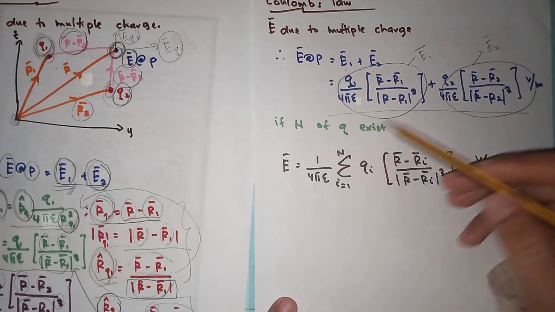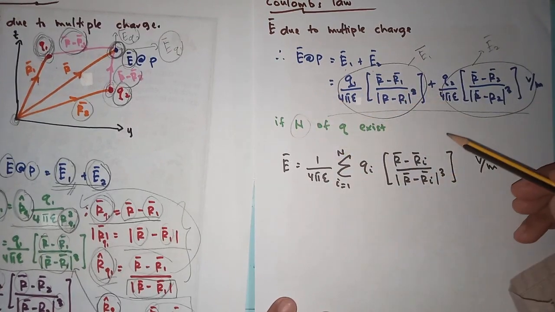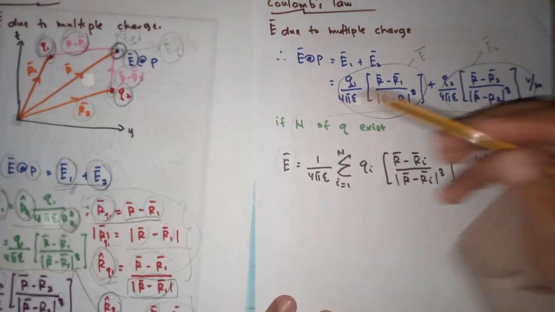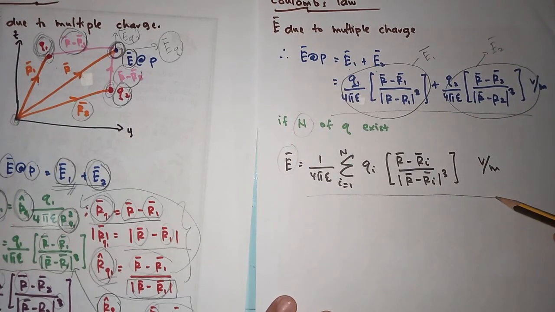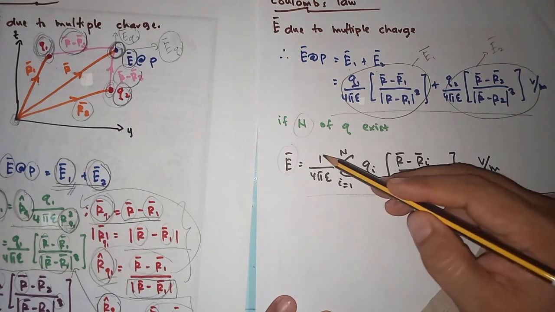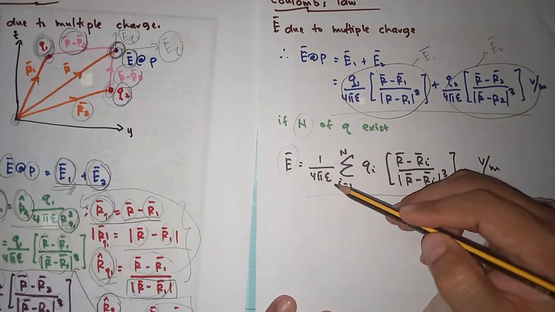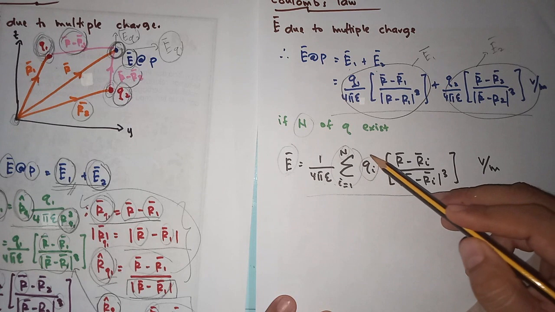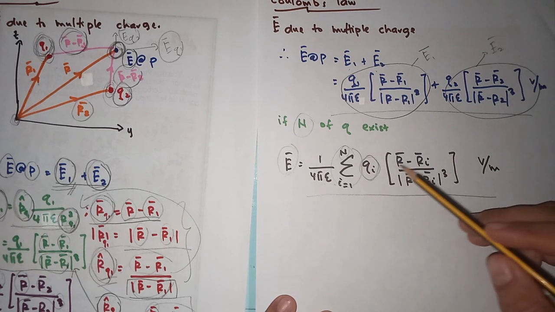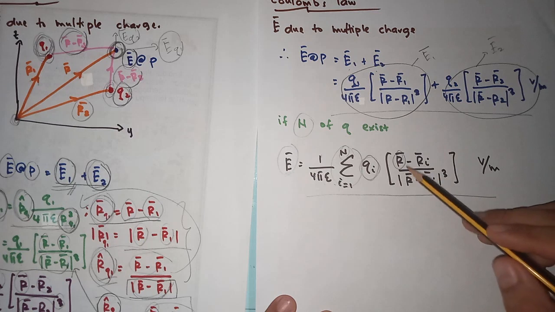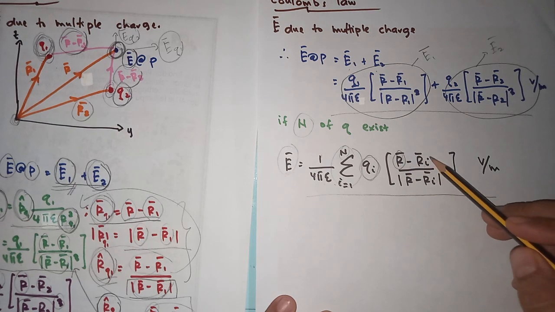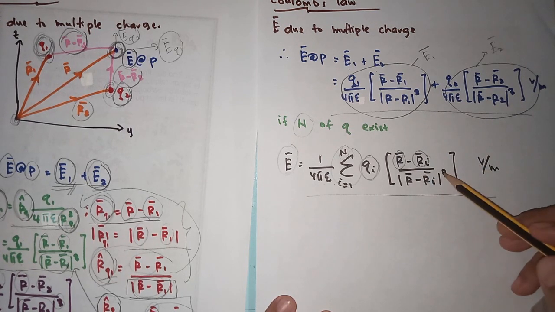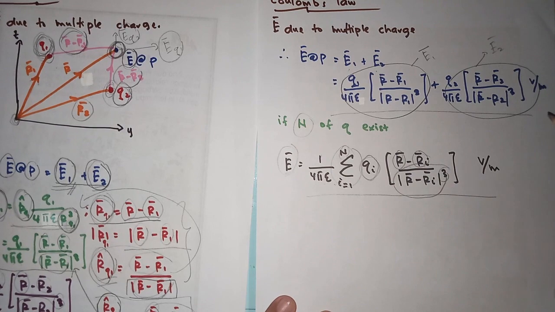And if we consider more than 2 points, or up to n point charges existing in any medium, we will have the general expression for the electric field given by this expression. The vector of E is equal to 1 divided by 4 pi epsilon, a summation for i from 1 to n of Qi, the value of its charge, multiplied by the vector of R minus the vector of Ri, the vector for each dedicated point charge, divided by its amplitude with the power of 3.